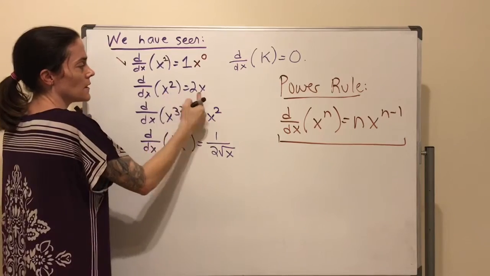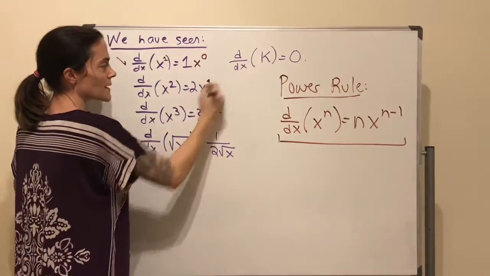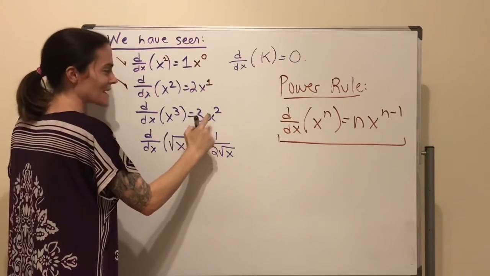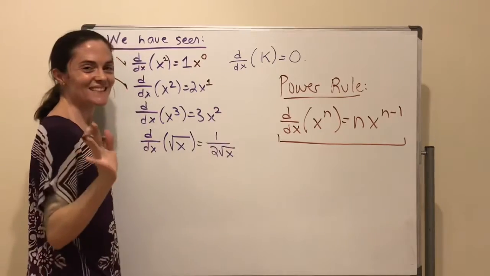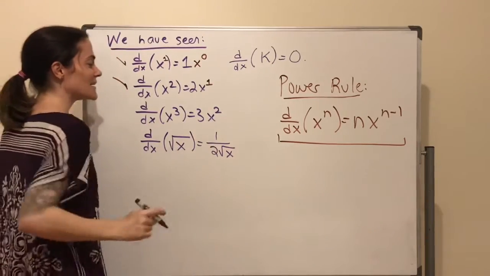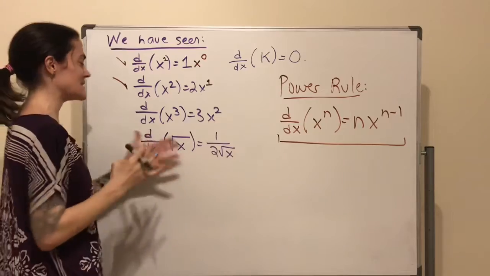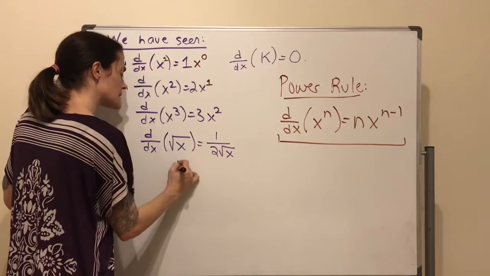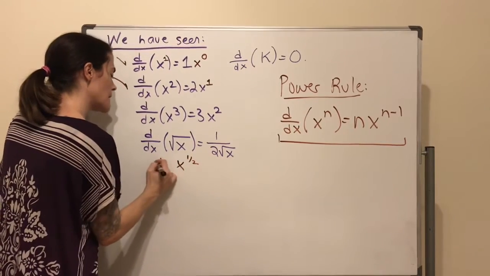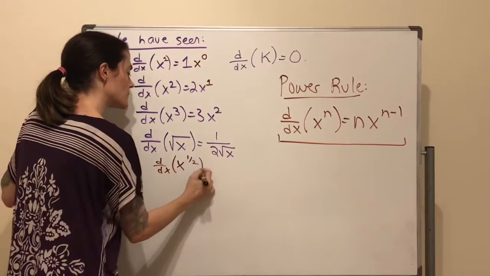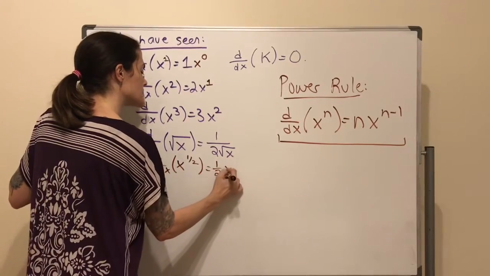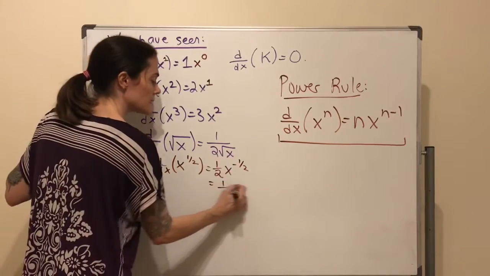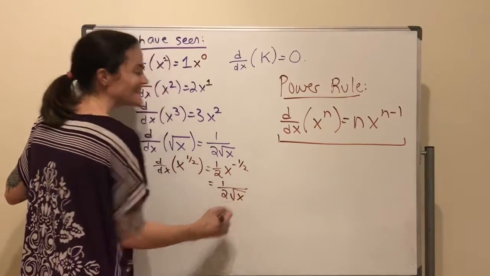x squared would be bring down the power, x to the power minus 1, okay? This works too. x cubed, bring down the 3, x to the 3 minus 1 is 2. It looks good, right? Now this one, well, we did this using the definition, but what power is this? This is x to the 1/2, and by the power rule, this says bring down the power, x to the power minus 1. And you see this, if you rewrite it, is exactly 1/2 square root of x.